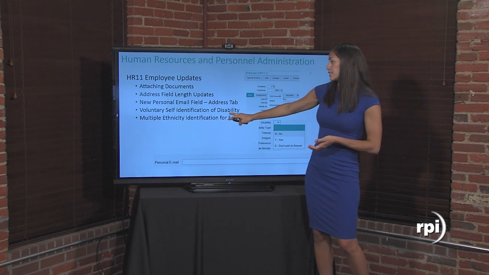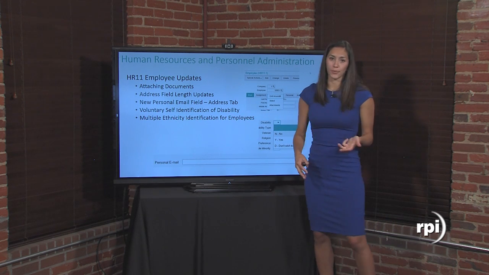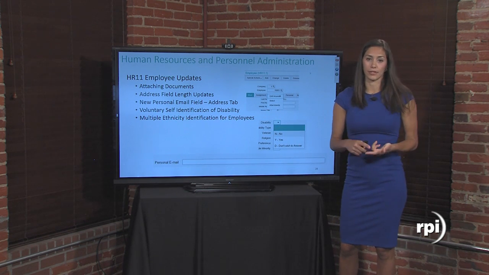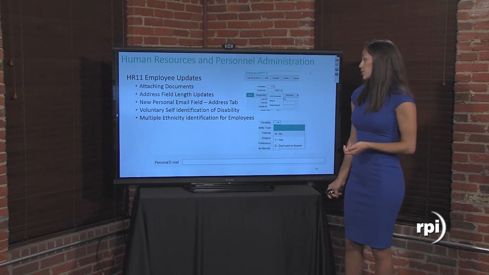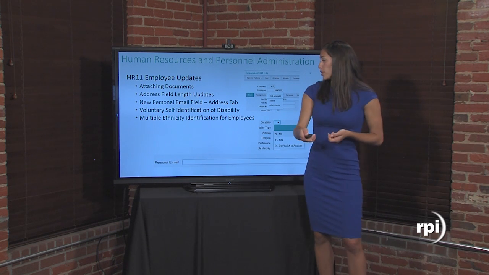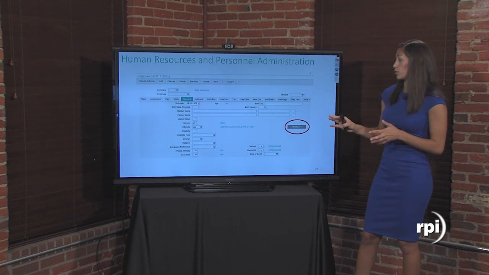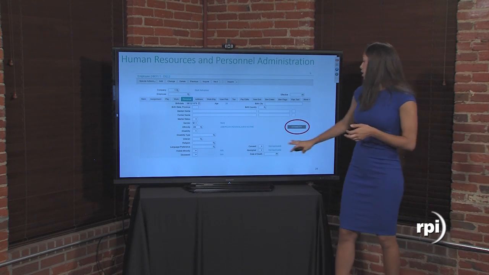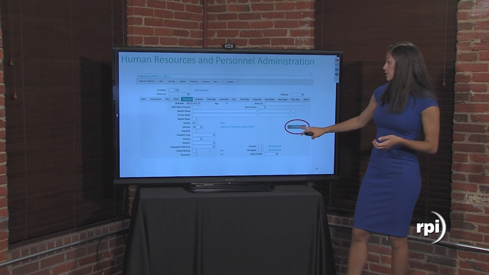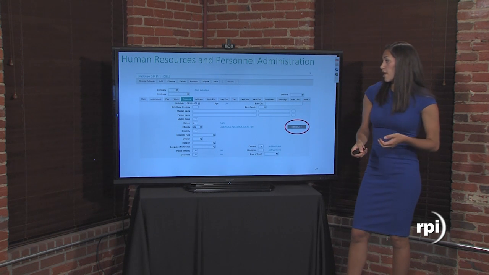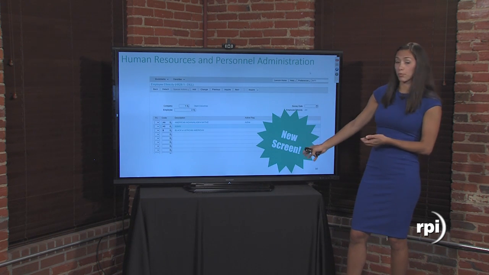There's a new voluntary self-identification of disability, just a third option that says I do not wish to answer. So previously it was yes, no. Now you can also say do not wish to answer. And there's also multiple ethnicity identification for employees. So this is a new screen included with this, but on the personal tab, there's this button right here that'll take you to a screen on which you can track multiple ethnicities.